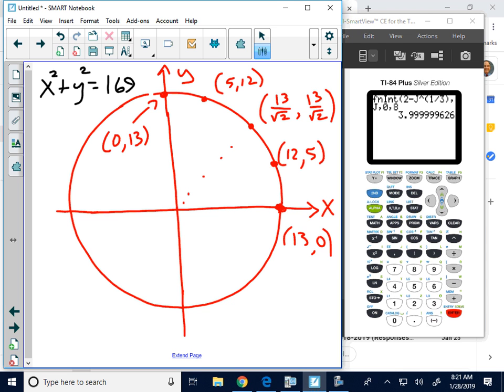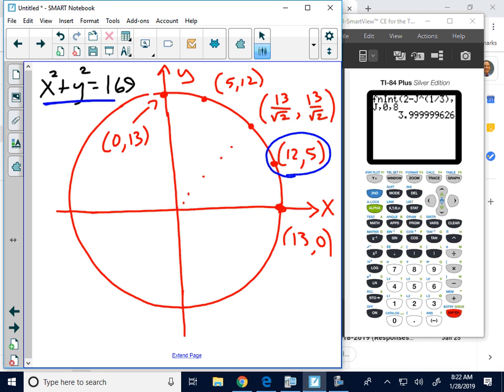Okay, so before we jump into the trig world, if I ask you to verify that this point really lies on that circle, how would you do that? How do you do that algebraically? Show me that you know that (12, 5) lies on the circle. How would you do it?